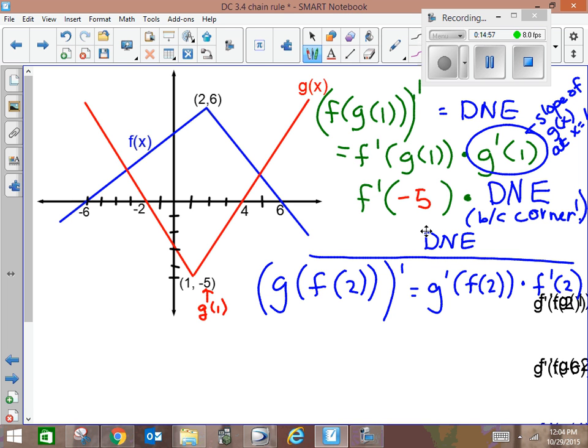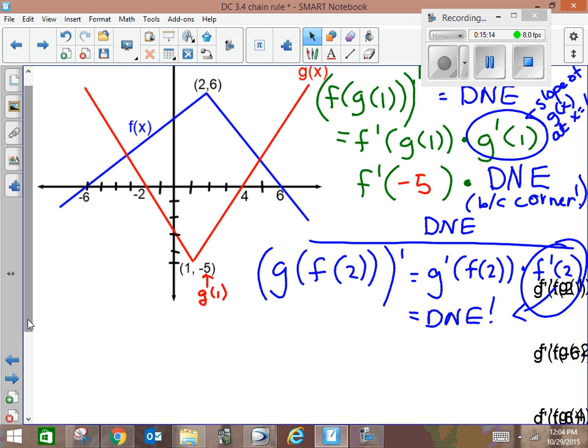F prime of 2. What's going to happen with the F prime of 2? There's another corner, so again, this is not going to exist. Because of the corner here, it's not differentiable at a corner. So let's find one that might exist.